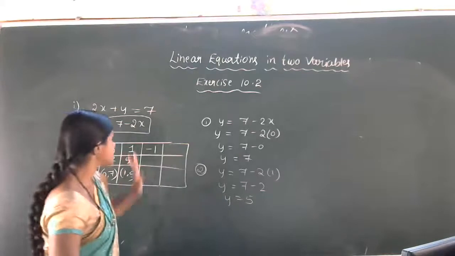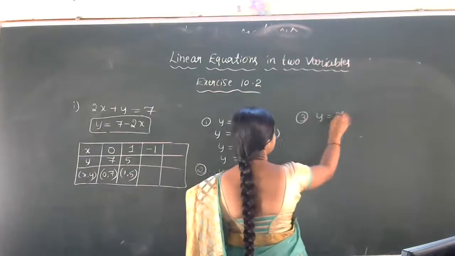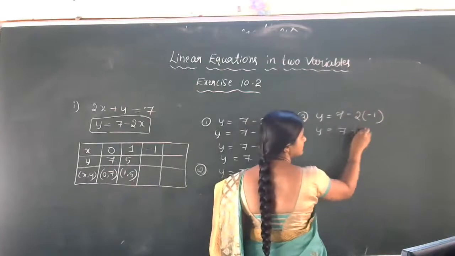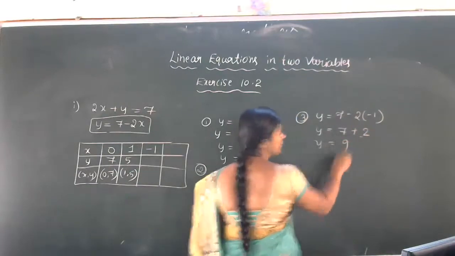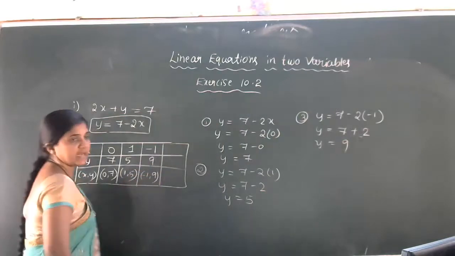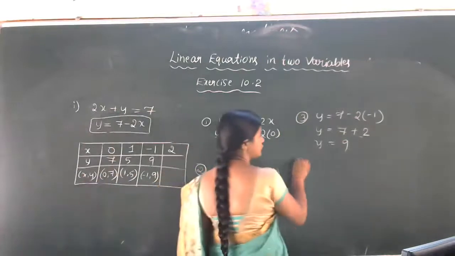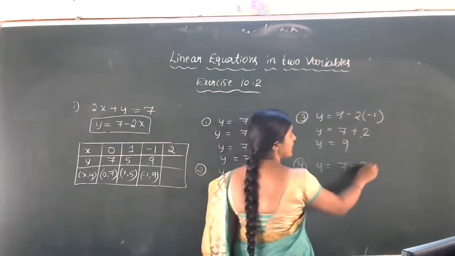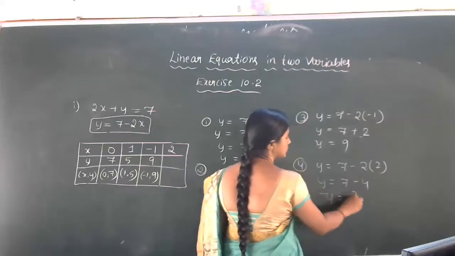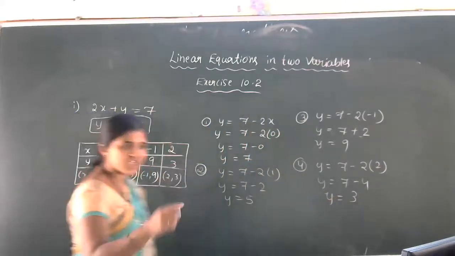Now we are choosing x is equal to minus 1. The third solution: y is equal to 7 minus 2 into minus 1, which is 7 plus 2. y is equal to 9. Got the idea of this one? So (-1, 9). Now the fourth solution, we are taking x as 2. y is equal to 7 minus 2 into 2, so y is equal to 7 minus 4. y is equal to 3. So (2, 3). Did you get the same answer, students?